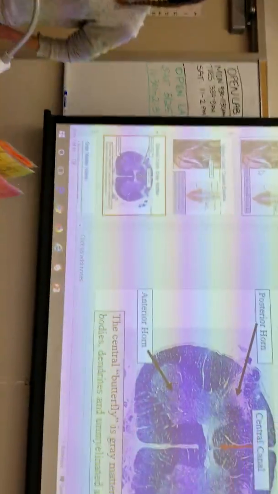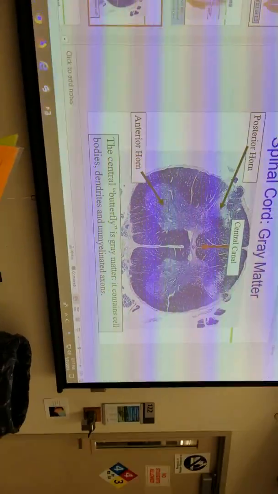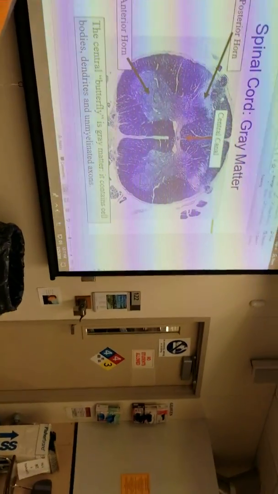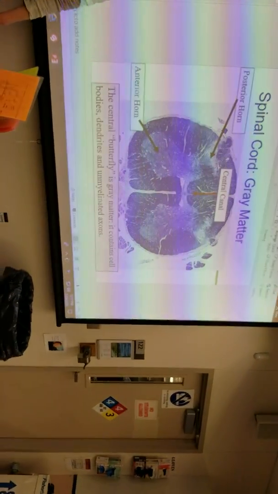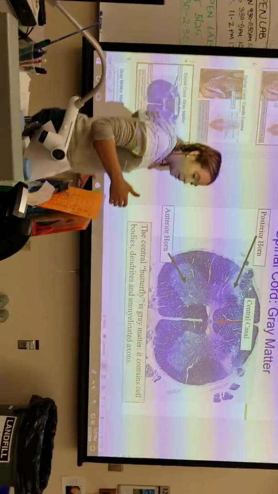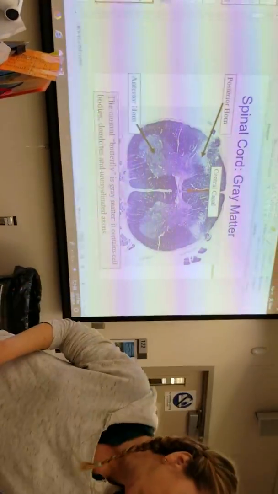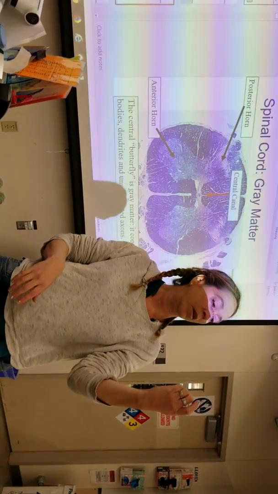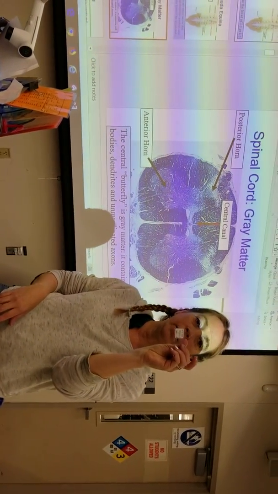Okay. Now, you're looking at a slide, my friends. Only your slide is not going to be stained blue. It's going to be stained pink. I'm going to tell you the name of it. You definitely want to look at it. Where'd it go? It's like a cross-section of the spinal cord. So you want to find it? Spinal cord and ganglia. Okay?